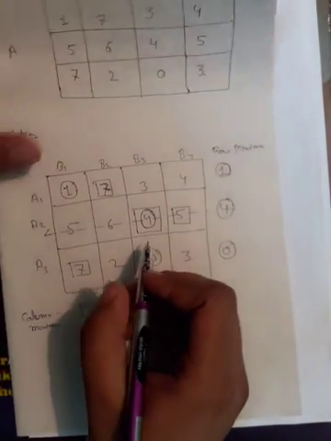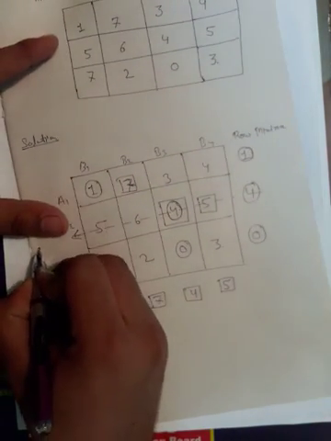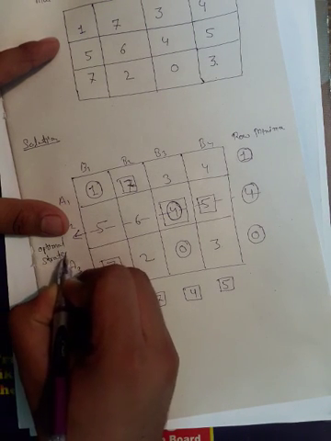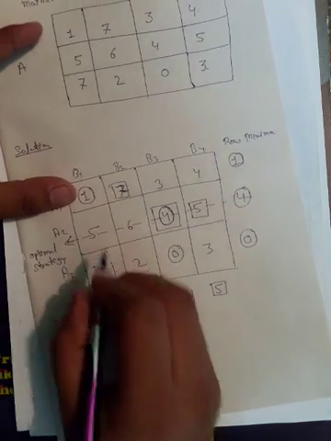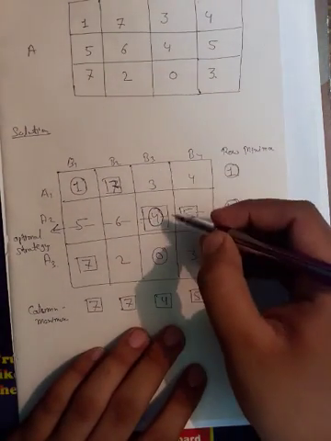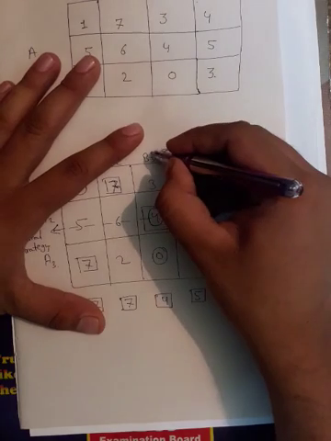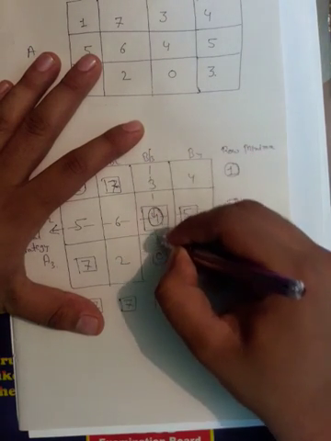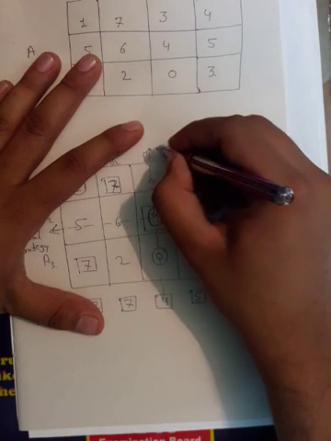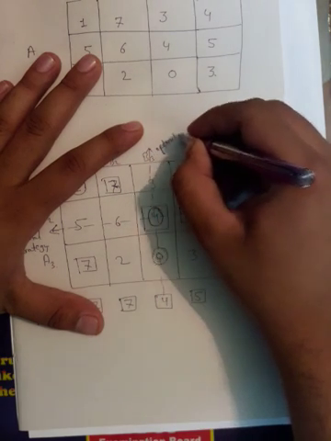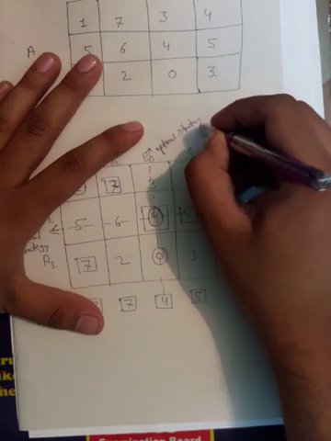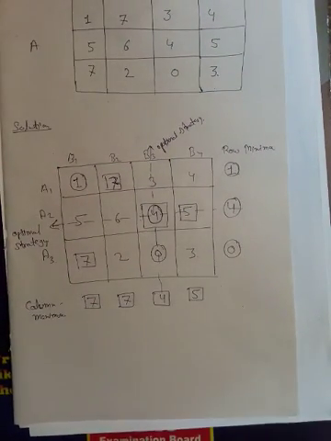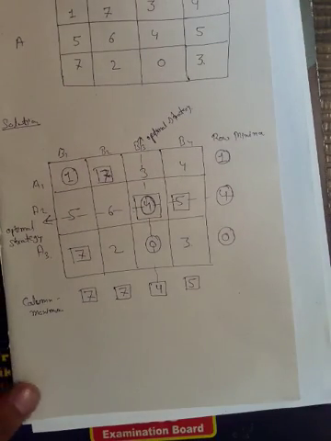Draw a horizontal line, naming it as optimal strategy. Optimal strategy. And here, the vertical column will be drawn as a vertical line, and name it as optimal strategy. Okay, this is your easy method to solve the pure strategy problems.